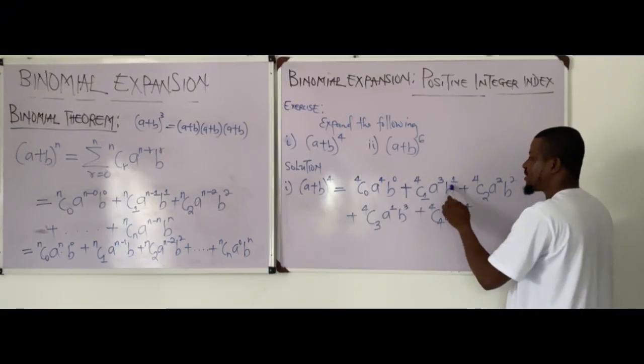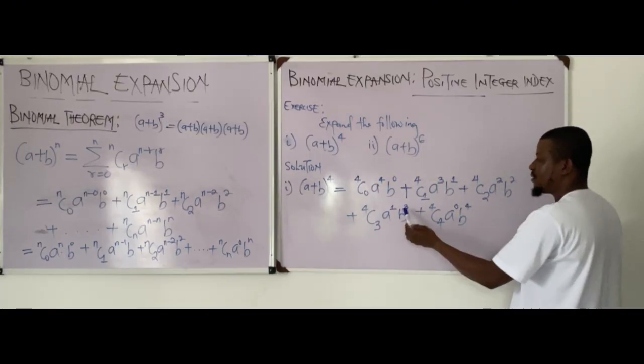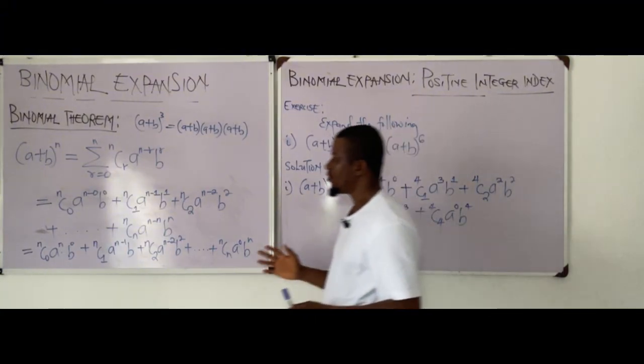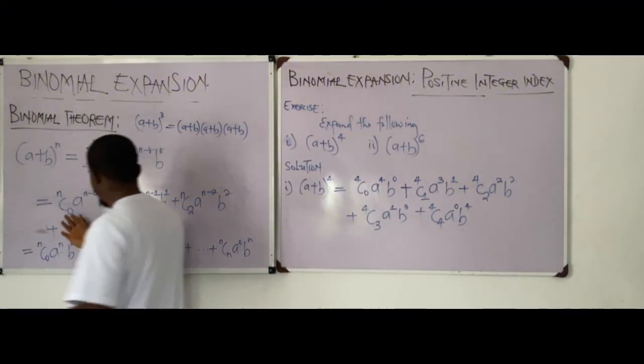So this increases by 1, increases by 1, increases by 1, and gets to the highest power. It's just a very simple process. So that's what the formula says here.